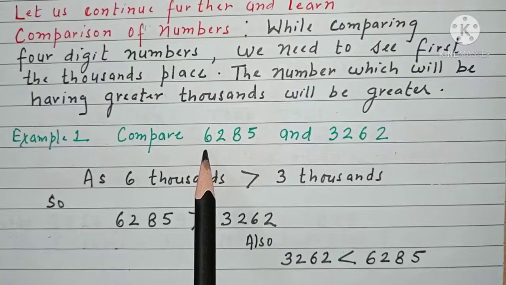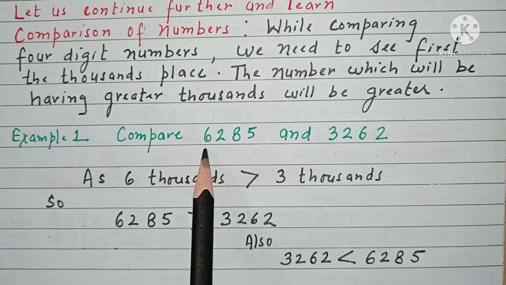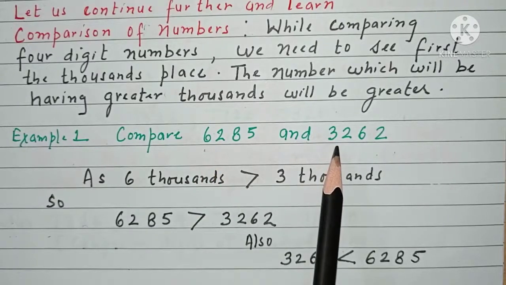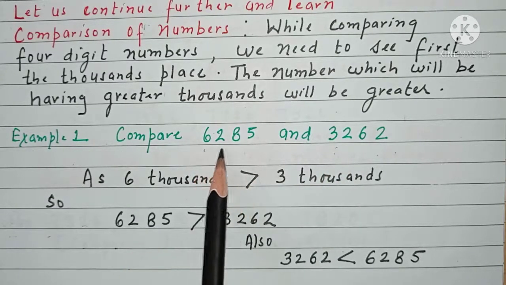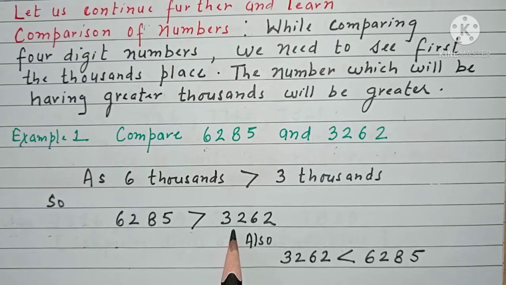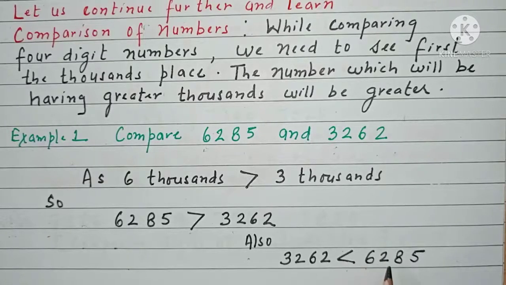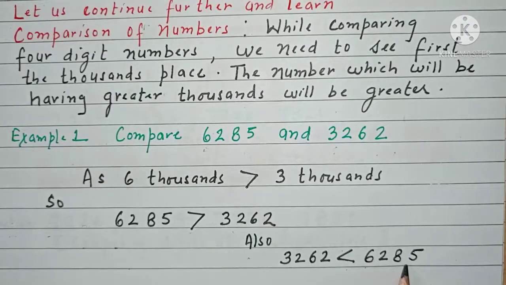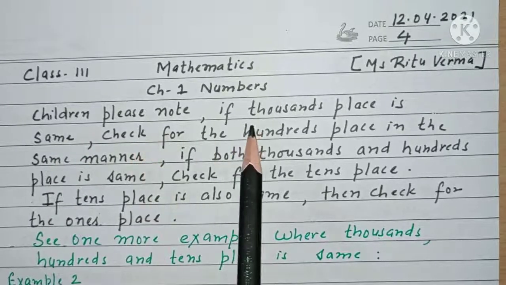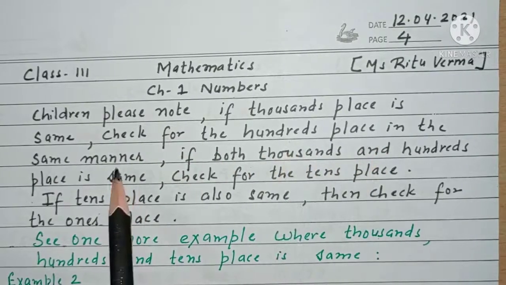As 6 thousands is greater than 3 thousands. We'll be just comparing the thousands place first. So 6,000 is greater than 3,000. That means the number which is having 6 at the thousands place will be greater than the number which is having 3 at the thousands place. Similarly, we can say that 3262 is less than 6285. Children, please note, if thousands place is same, check for the hundreds place in the same manner.